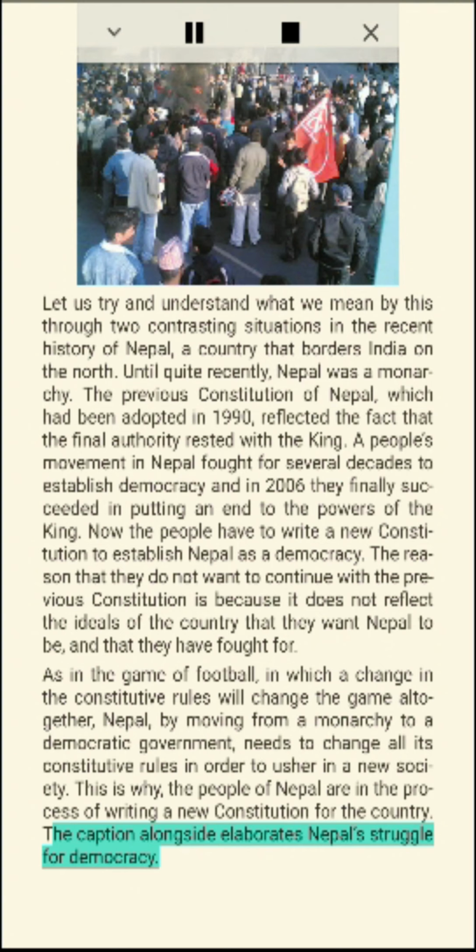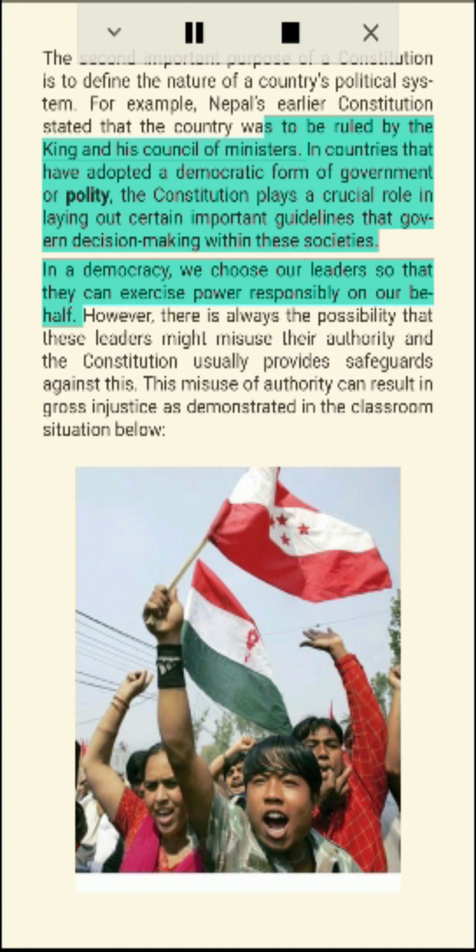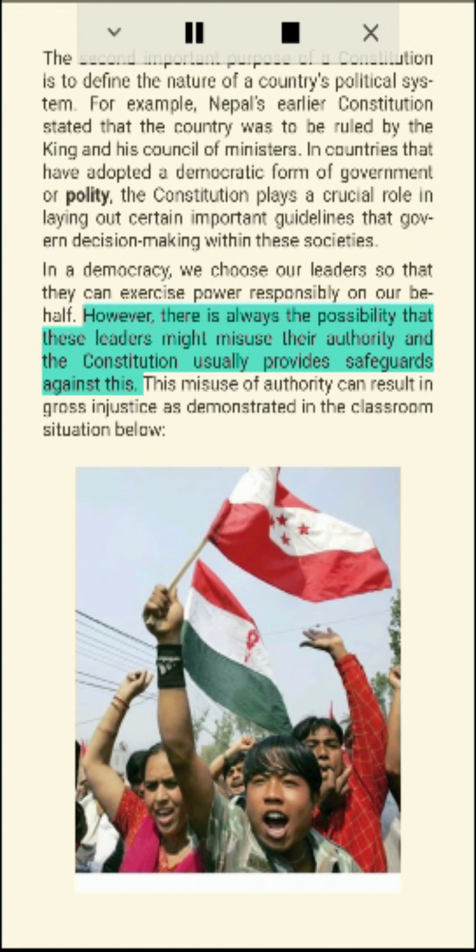The second important purpose of a constitution is to define the nature of a country's political system. For example, Nepal's earlier constitution stated that the country was to be ruled by the king and his council of ministers. In countries that have adopted a democratic form of government or polity, the constitution plays a crucial role in laying out certain important guidelines that govern decision-making within these societies.